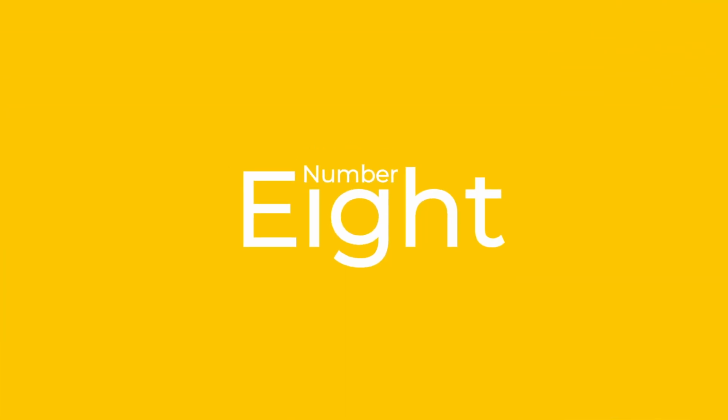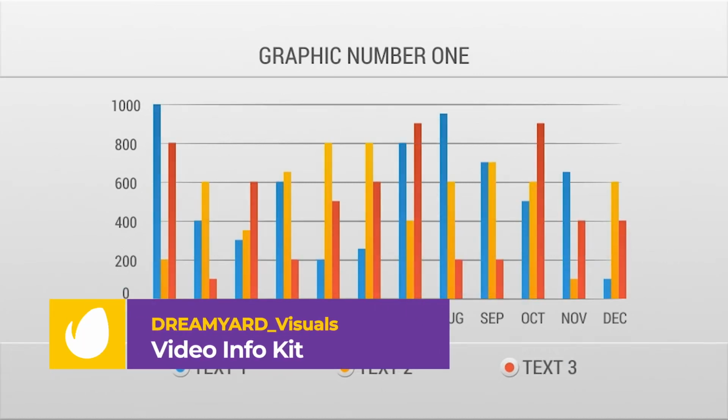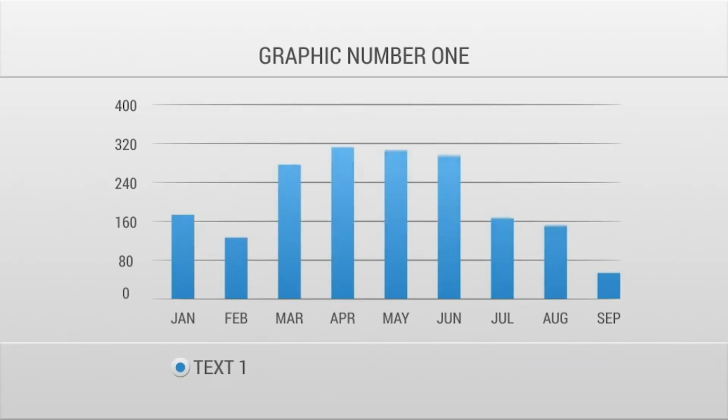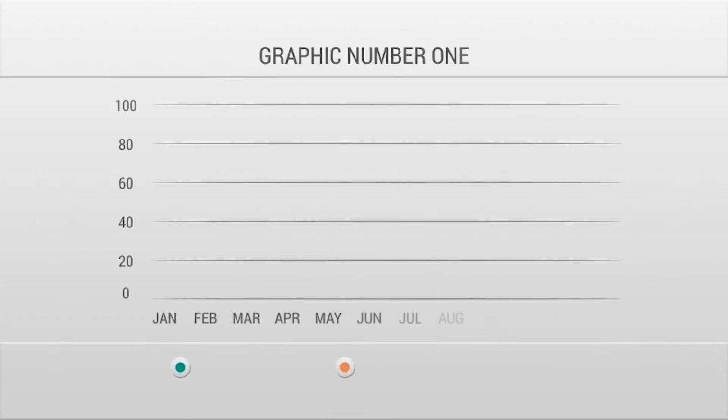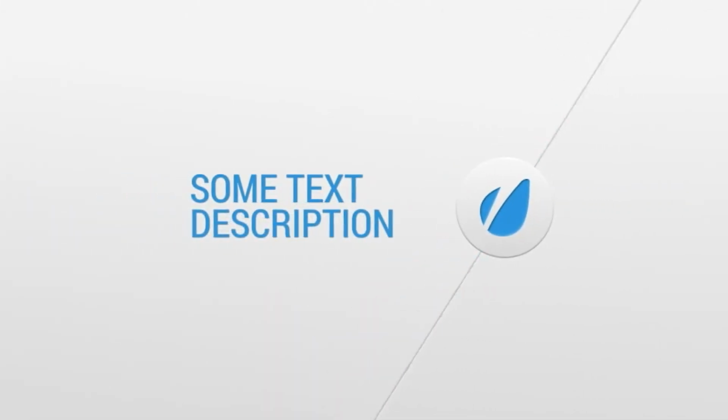Number 8. Video Info Kit by DreamYard Visuals is an excellent pack to help create explainer videos. It features a modern, simple design that draws attention to the data you're presenting in a creative way, and it comes with a range of graphs and charts to showcase information and statistics. It even includes a template for lower thirds. It's a handy kit for corporate presentations.